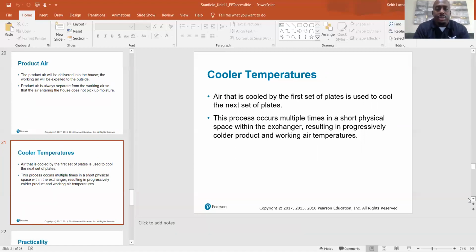Cooler temperatures. Air that is cooled by the first set of plates is used to cool the next set of plates. This process occurs multiple times in a short physical space within the exchanger, resulting in progressively cooler product and working air temperatures.